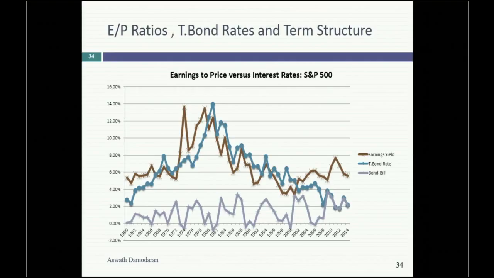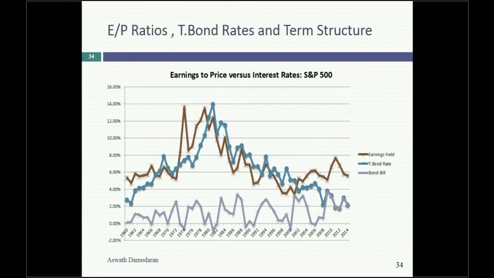You look across much of the history, you can see that until about 5 years ago, the two almost move in lockstep. What I mean by that is T-bond rates go up, earnings to price ratios go up. T-bond rates come down, earnings to price ratios come down. T-bond rates go up again, earnings to price ratios go up. You don't need to do any statistics even to figure out that the two move together.